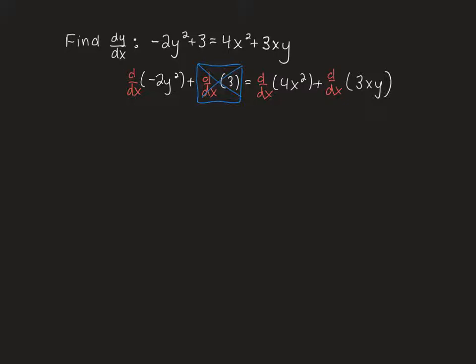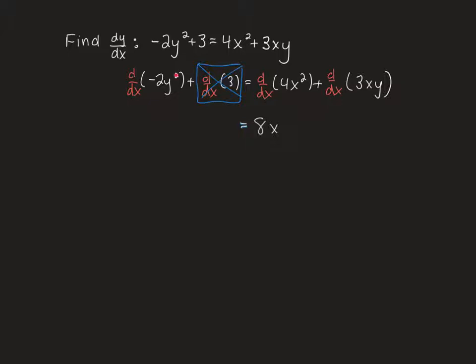The derivative with respect to x of something that just has an x, that's just business as usual. So that derivative is simply going to be 8x. And so now I've got 2 more derivatives to do.